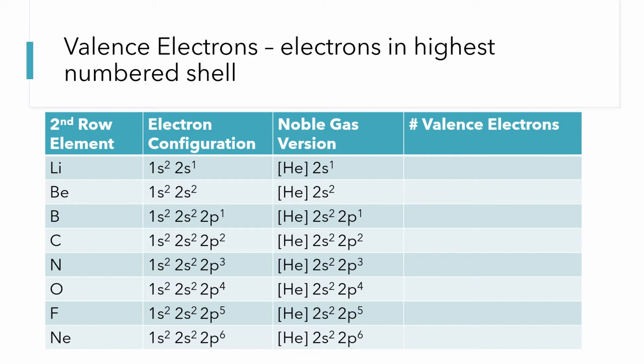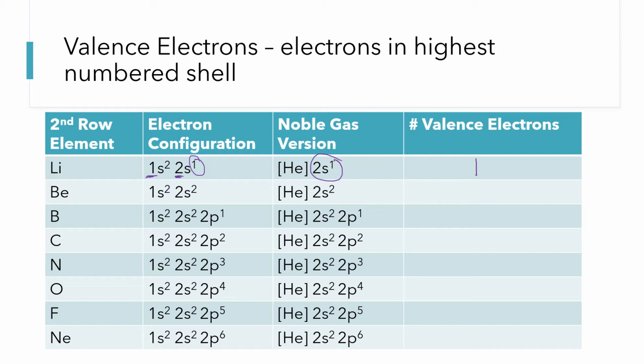If we look at lithium, it has electrons in two shells, the first shell and the second shell. So the valence electrons are all of the electrons that are in that highest numbered shell, or the second shell. And this exponent of 1 says that we have a single electron in that highest numbered shell. So we have one valence electron. I also want to point out that we can get that information from the noble gas version as well.